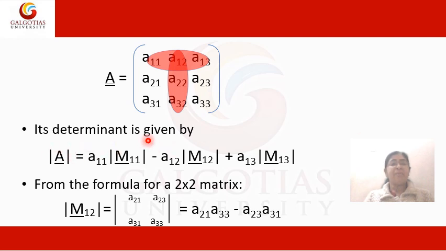Now for its determinant, how will you find the determinant? Determinant of A will be A11 into determinant of minor M11, minus A12 into determinant of minor M12, plus A13 into determinant of the minor M13. Now for a 2 by 2 matrix, M12 is equal to the determinant with entries 21, 23, 31, 33, which is equal to A21 A33 minus A23 A31.